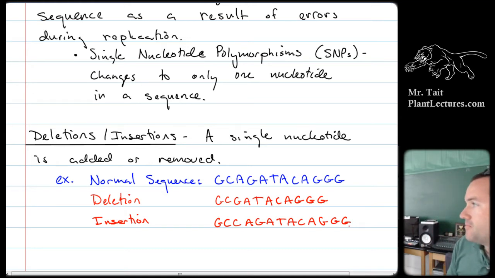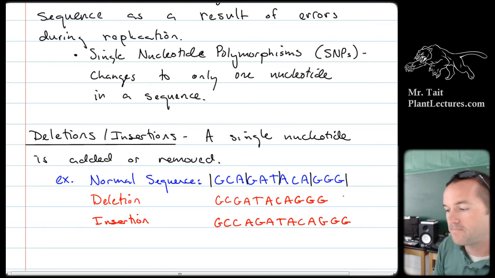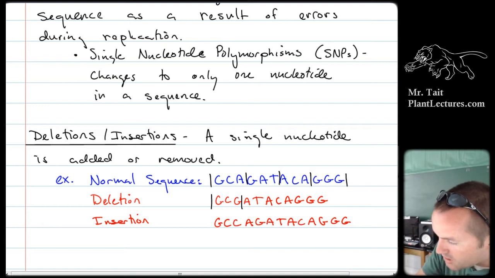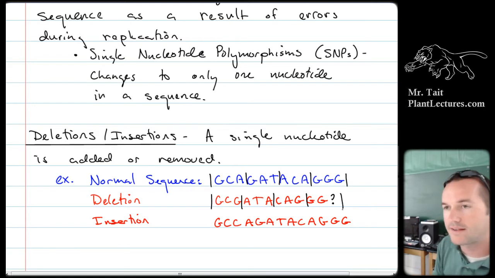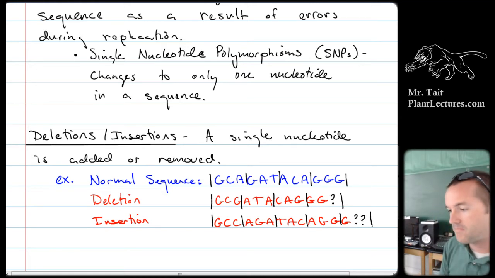Okay, so now you can't really see anything of consequence yet, but when you go back and you actually map out which codons you've got: GCA, GAT, ACA, and GGG. Okay, in this one, you've got GCG, ATA, CAG, and then GG question mark, whatever the next nucleotide in that sequence will be. Okay, and then this one you've got GCC, AGA, TAC, AGG, and then G question mark, question mark.